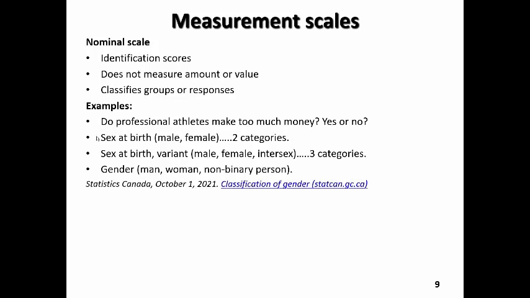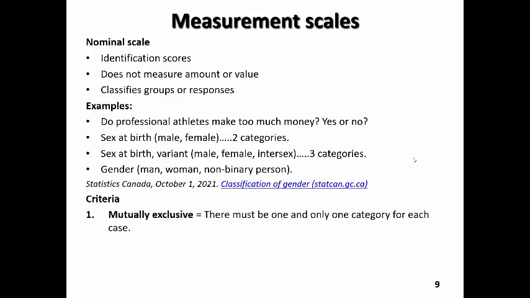And these latter three bullet items have been defined by Statistics Canada, and we can see here the link to the federal government website that established these three categories. So once again, we don't have a numerical value, we just have categories. To summarize, the nominal scale must satisfy three criteria.